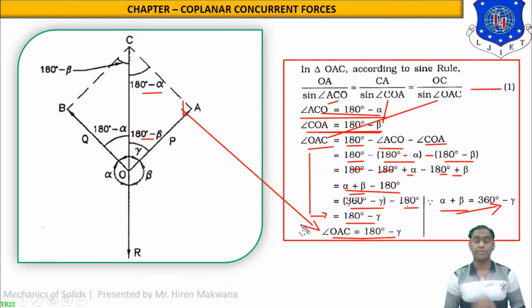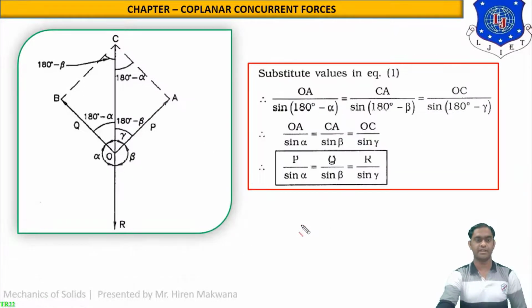So what we have done right now, we have just found out three different angles of the triangle to use in equation number 1. Now all these three angles will be replaced in equation number 1 with the help of forces. Let us see ahead. The same figure is continued. You can see the equation number 1 is now becoming OA, CA and OC. So the sides are as it is, but the angles are replaced by the values 180 minus alpha, 180 minus beta and 180 minus gamma. Means just opposite angles of OA, CA and OC.